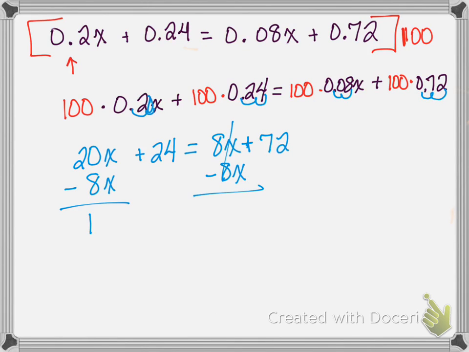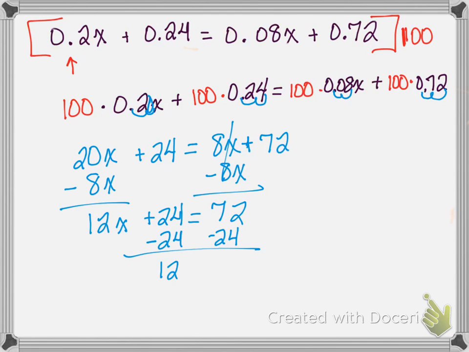Okay, so I'm left with 12x plus 24 equals 72. I subtract 24 from both sides. So I am left with 12x equals 48. Now, if we have forgotten how to subtract, we are subtracting 24, not 48. 72 minus 24. Okay?